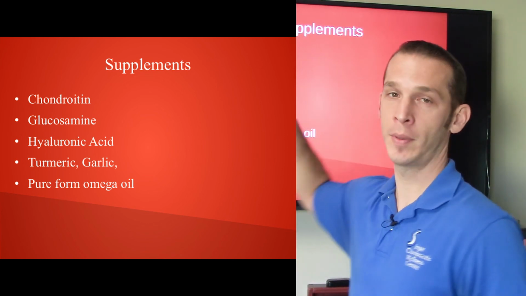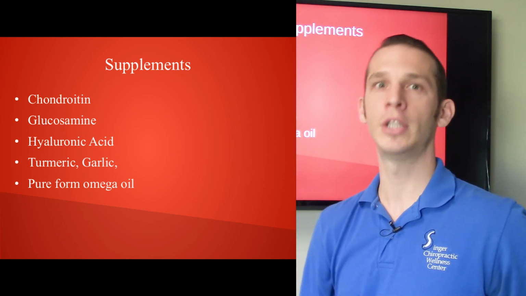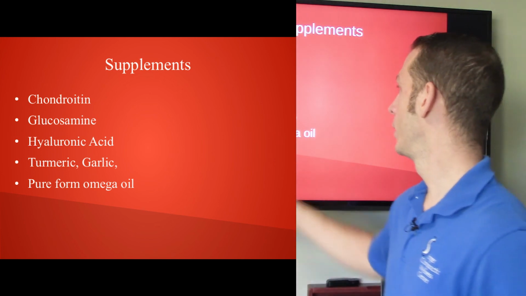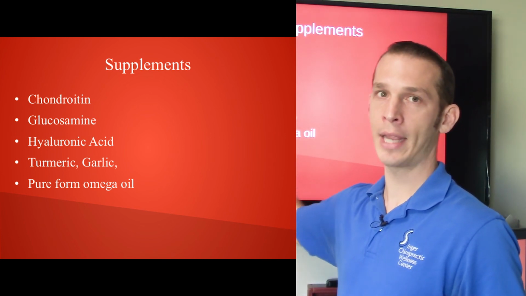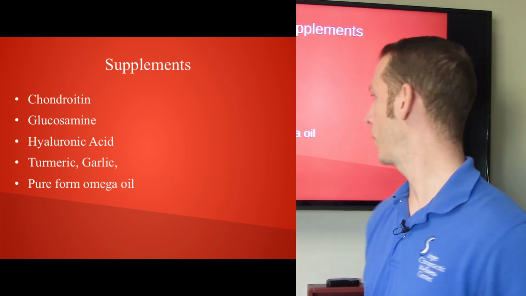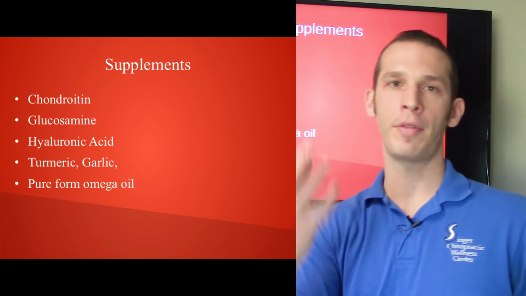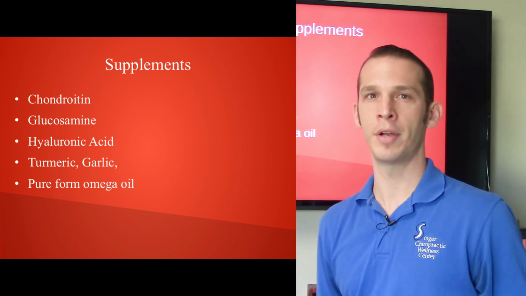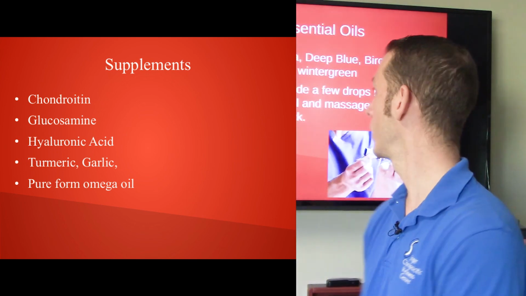All three of these are specifically designed to help rebuild cartilage and joint material. Turmeric and garlic are supplements that you could take that will decrease inflammation and increase immune system function. And then pure form omega oils, which has healthy omega-3 fats and a number of other different types of fats that are beneficial for anti-inflammatory purposes.